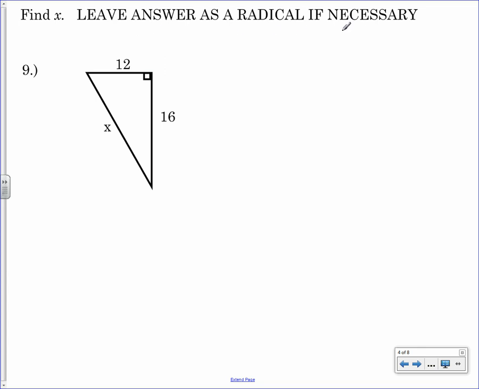All right, with pretty much this whole chapter, they probably want you to leave it in radical form and not decimals. So if they have like the square root of 12, they'll want the 4 and the 3 and the 2 root 3, is what I'm saying.